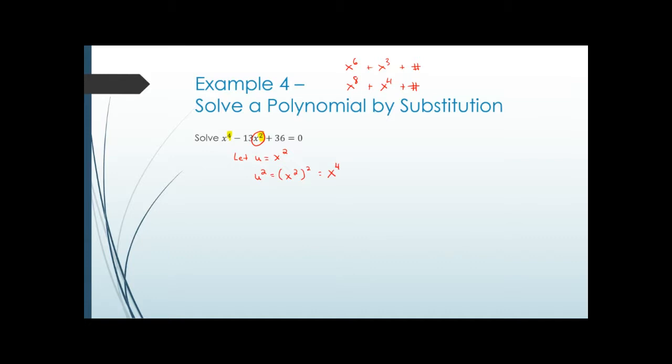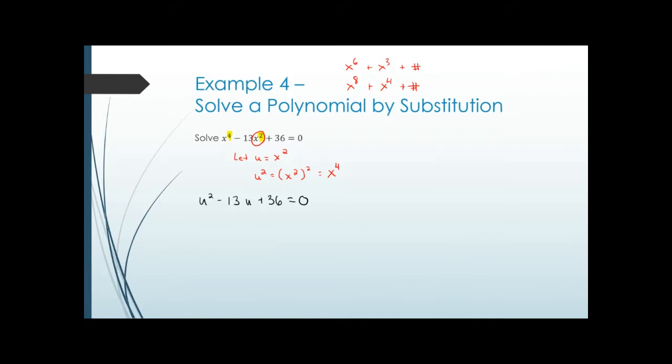So this is why this is allowed to work: you take your middle term and set it equal to another variable. Then if you square that, it will get you your other term, so you can substitute both and get something quadratic. So when we do that, instead of x to the fourth, I'm going to use u squared minus 13u plus 36 equals 0, where u is x squared.